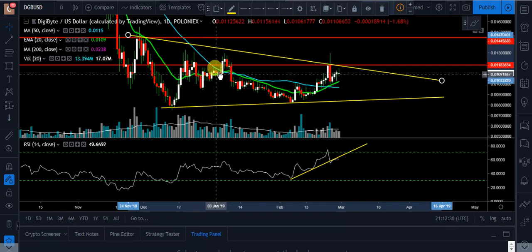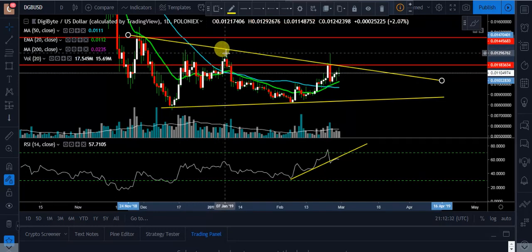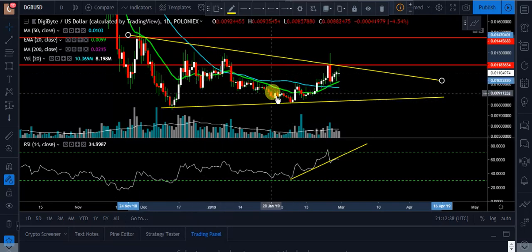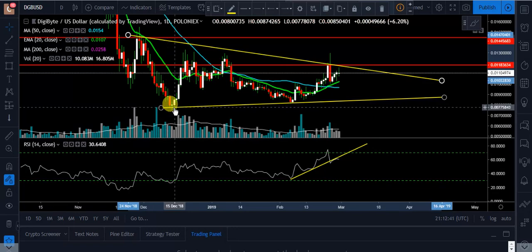All right, then from there we tried to push up again and we could not get over this one, so we dropped back down. You see that? But what we did, we lost our higher low here, but we made a higher low than this area back here, and that's important to note. You always want to pay attention to that.